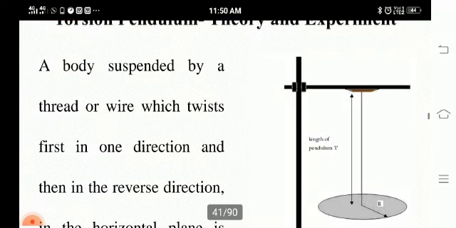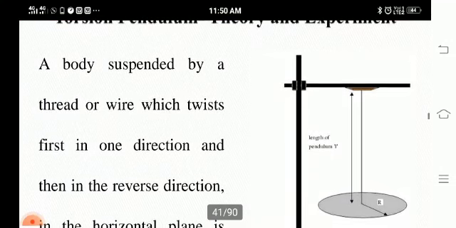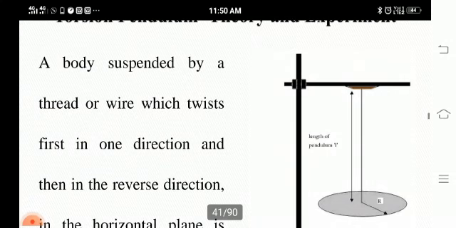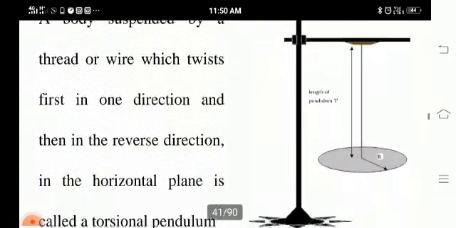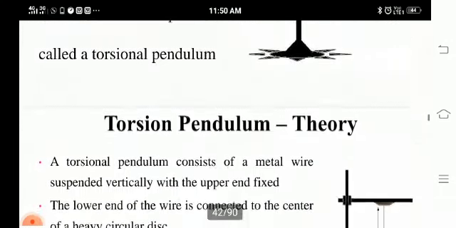A torsion pendulum is a body which is suspended by a thread or a thin wire, which twists first in one direction and then in the reverse direction in the horizontal plane. It is called a torsion pendulum.